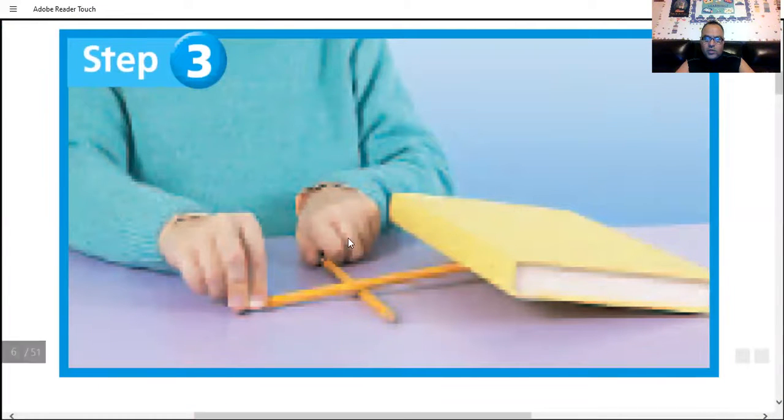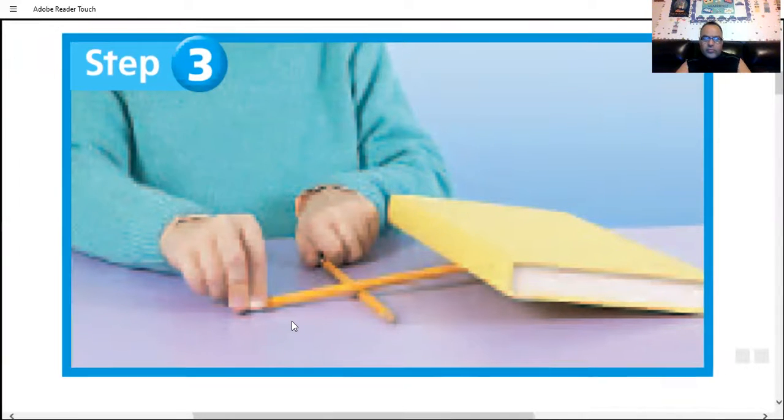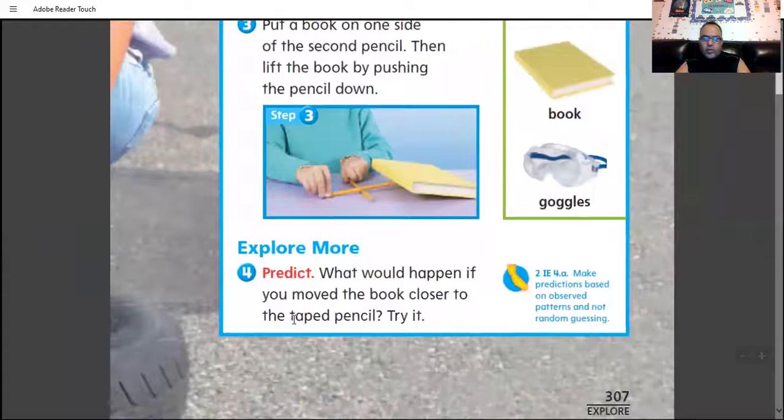One pencil this way, another pencil that way. You set the pencil down, this end will go down. You set the book on the top, then you push down on that pencil. What would happen if you move the book closer to the taped pencil? What would happen? Try it. It's a simple one.